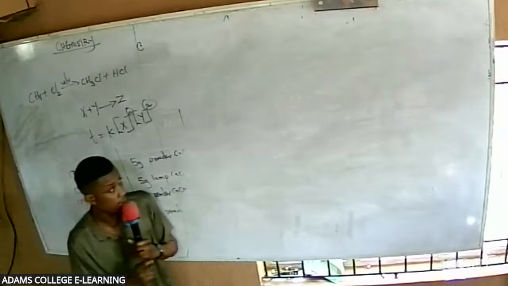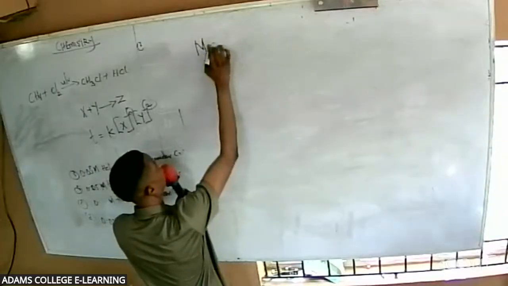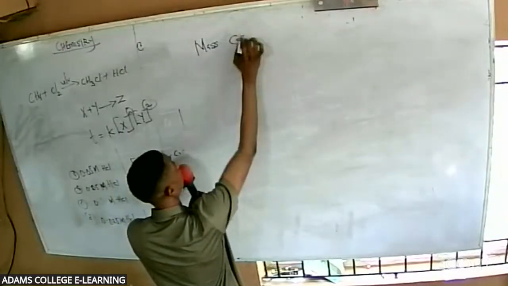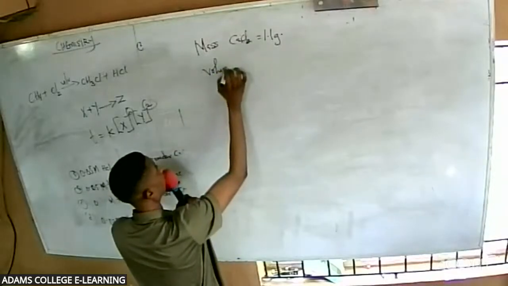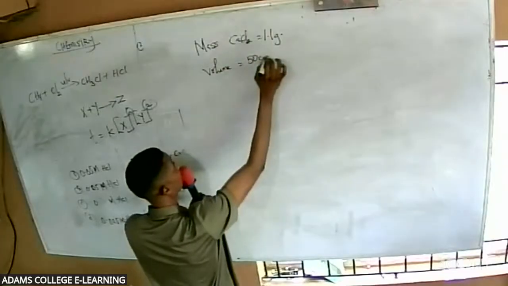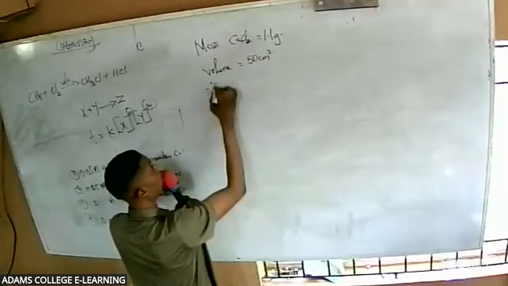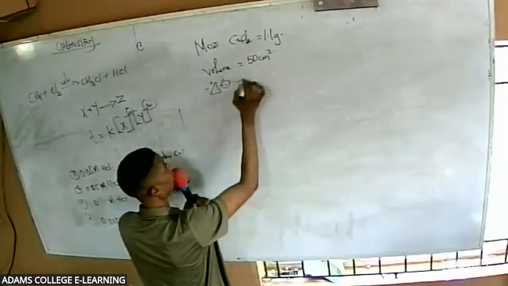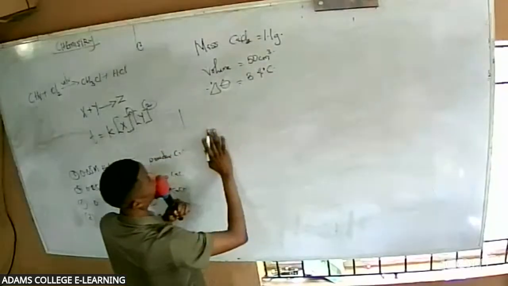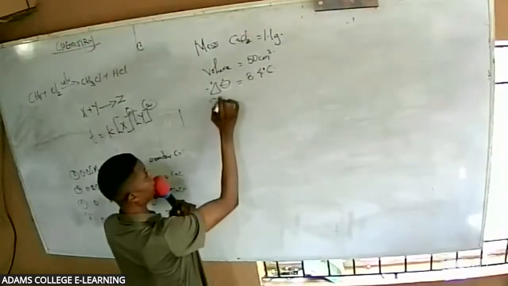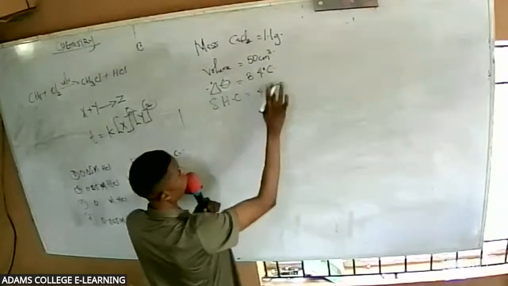Now, when you look at that question, let's look at what we are given. We are given the mass of CaCl2, which is 1.1 gram. The volume of the water is 50, which is the same thing as the mass we are using. Then we are given a change in temperature, theta, 3.4 degrees Celsius. Then we are given the specific heat capacity, 4.18 from the question.